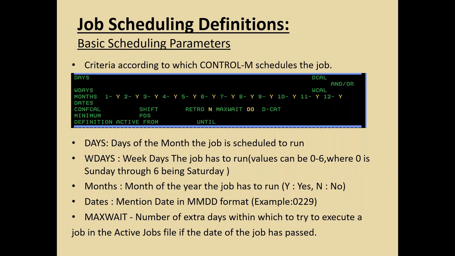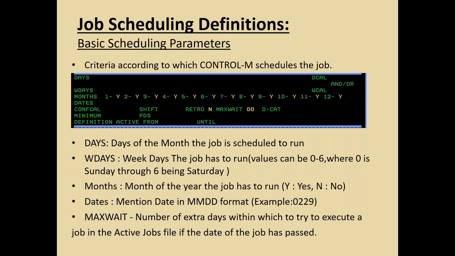Okay, so let me explain this in detail. Number of extra days within which to try to execute a job in the active job file if the date of a job has passed. What does it mean? Suppose this job will stay in Control-M for 5 days. On the 6th day, when the new schedule comes to Control-M, this job will automatically disappear from Control-M.